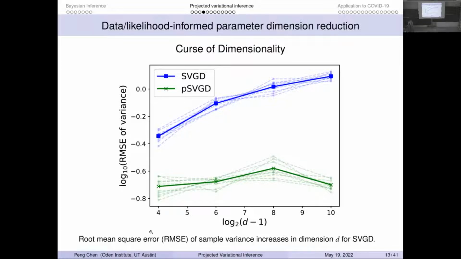So computing the mean square error with respect to the increasing dimension of the problem in log scale, we can see that for Stein variational gradient descent, this variance becomes less and less accurately approximated. So essentially, you can see from this plot that the accuracy for the sample variance approximation is lost. But if you do a projection or dimension reduction, you can preserve the accuracy. And this is essentially the idea that we want to explore.